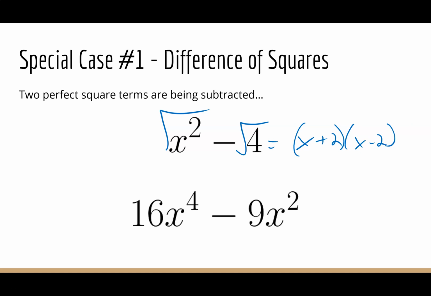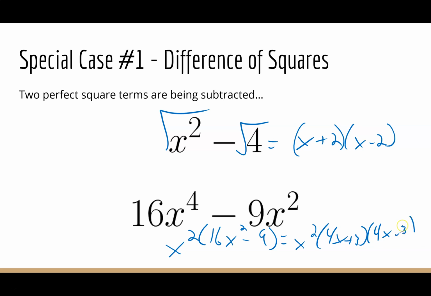The bottom one doesn't look like a difference of squares initially, but remember what I said, if you can take out a GCF, you do. They both have x's, so I can take out an x squared, left with 16x squared minus 9, which is a difference of squares, so 4x plus 3, 4x minus 3. Okay. So sometimes it's obvious, sometimes not so much. You might have to pull out a GCF to be good.